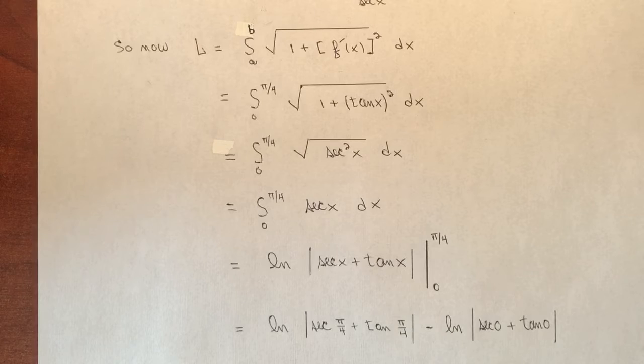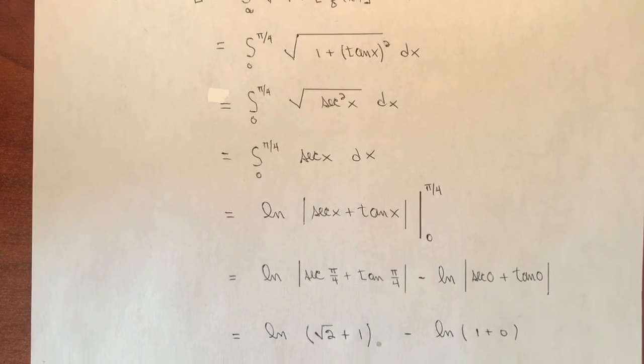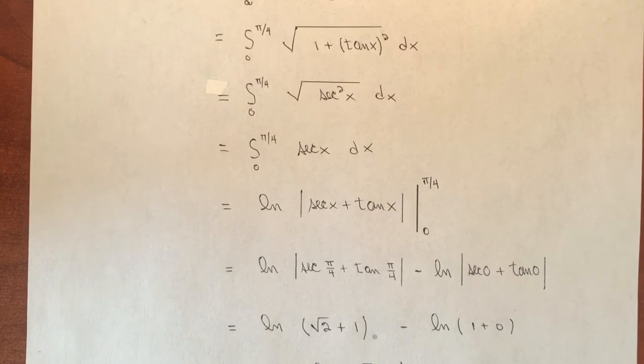The secant of pi over 4, well, it's 1 over the cosine of pi over 4, which is root 2 over 2. So we flip that up. 2 over root 2 simplifies to be just root 2. The tangent of pi over 4 is 1. The secant of 0 is 1 over the cosine of 0, which is 1. And the tangent of 0 is 0.